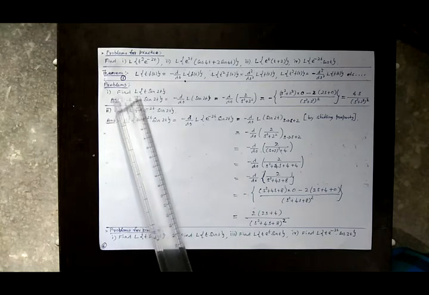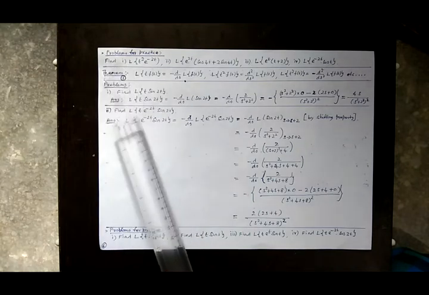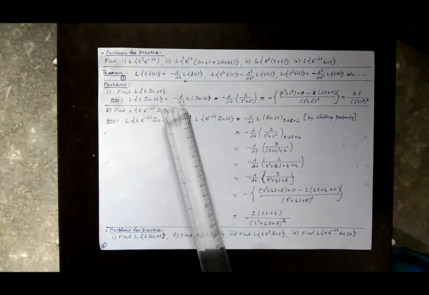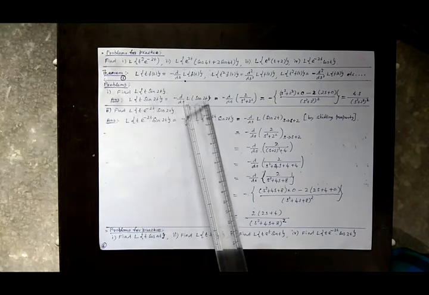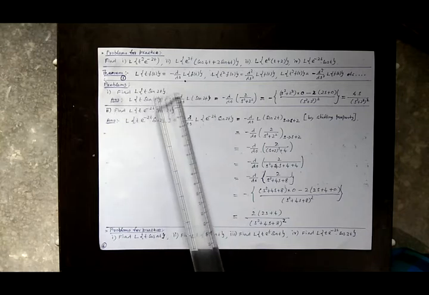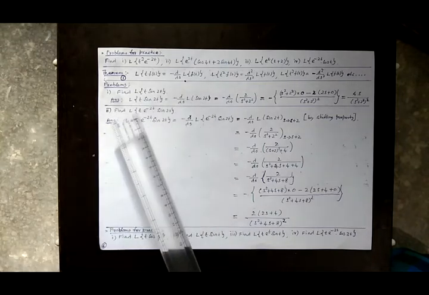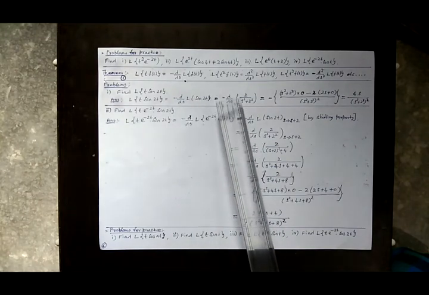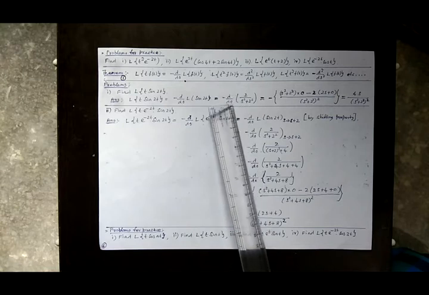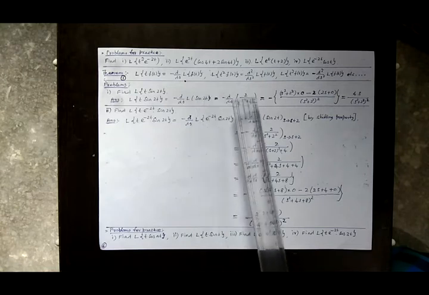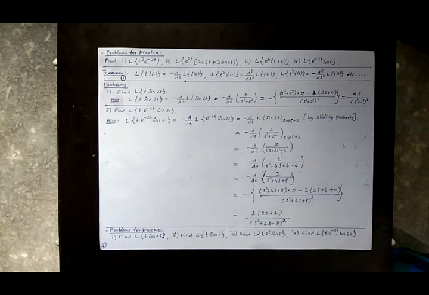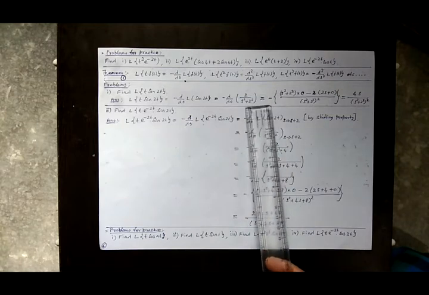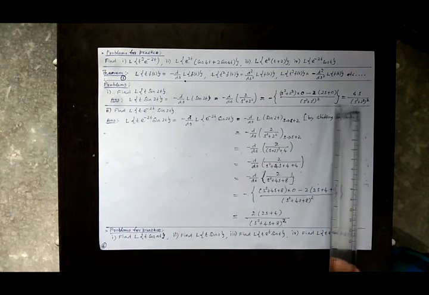First, let us take up the Laplace transform of t into sin 2t. According to theorem 1, L of t into sin 2t will be equal to the Laplace transform of sin 2t, differentiated with respect to s with a negative sign. L of sin 2t is 2 by s square plus 2 square. So you differentiate this with respect to s and assign a negative sign finally. Now this is of the form u by v. We know the derivative of u by v is v into derivative of u minus u into derivative of v, by v square. So using the quotient rule, if you differentiate this, we get 4s by s square plus 2 square whole square.